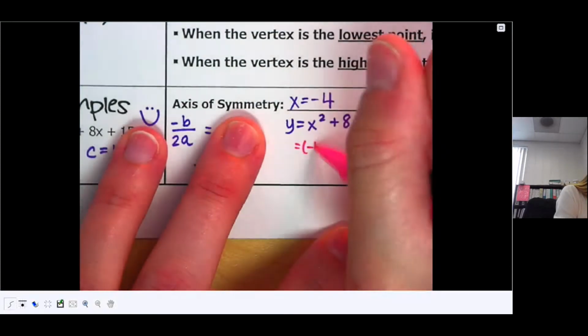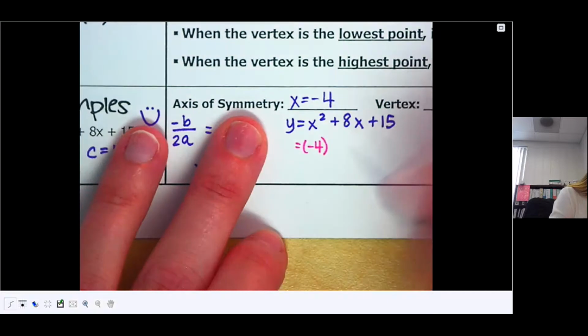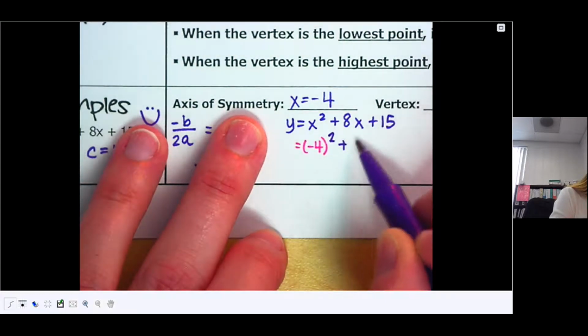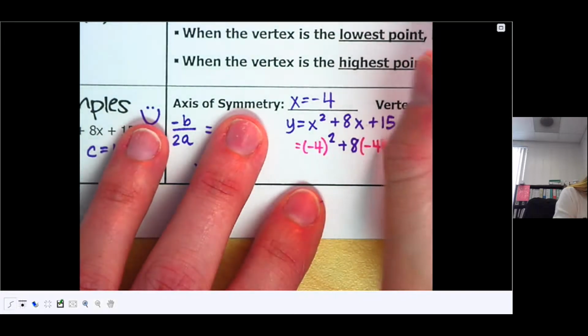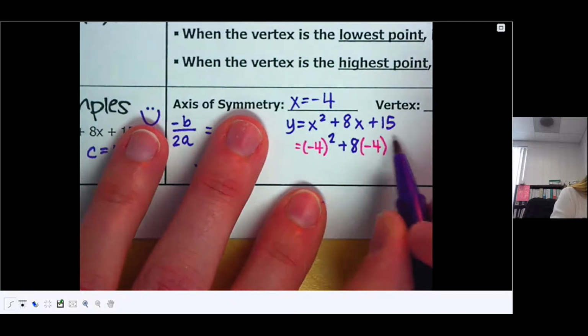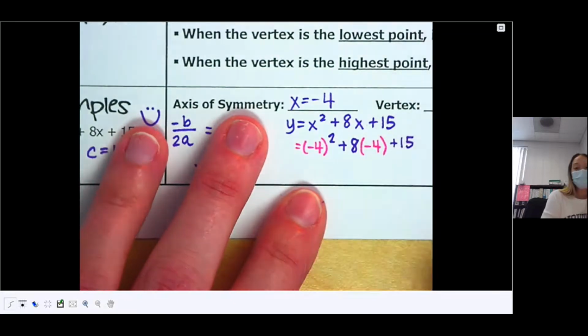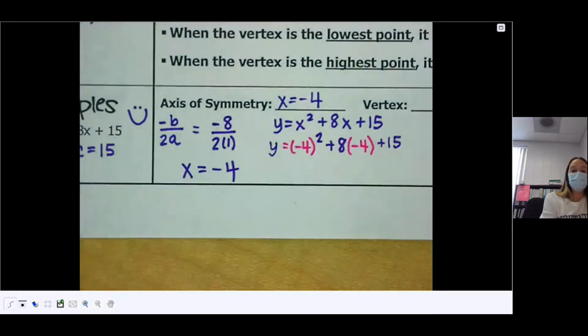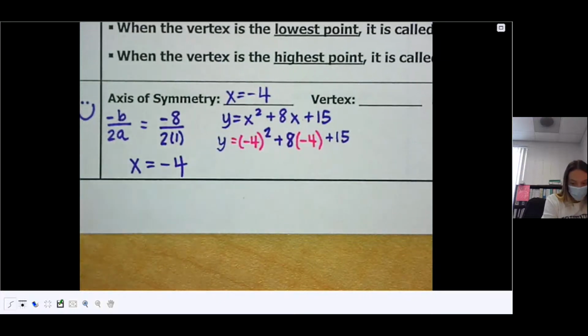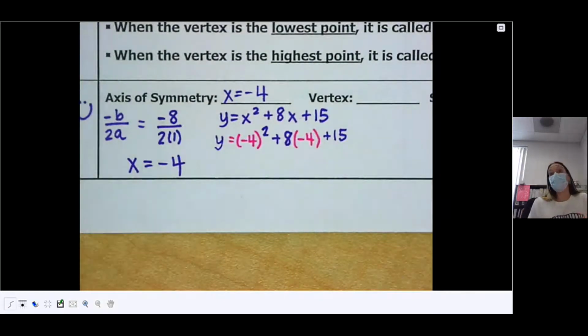So negative 4 squared plus 8 times negative 4 plus 15. And that's going to give me my y value. Now, we actually probably all should go get a calculator so that we know how to put this in. Or you can use your phone calculator. I don't really mind. It's up to you.